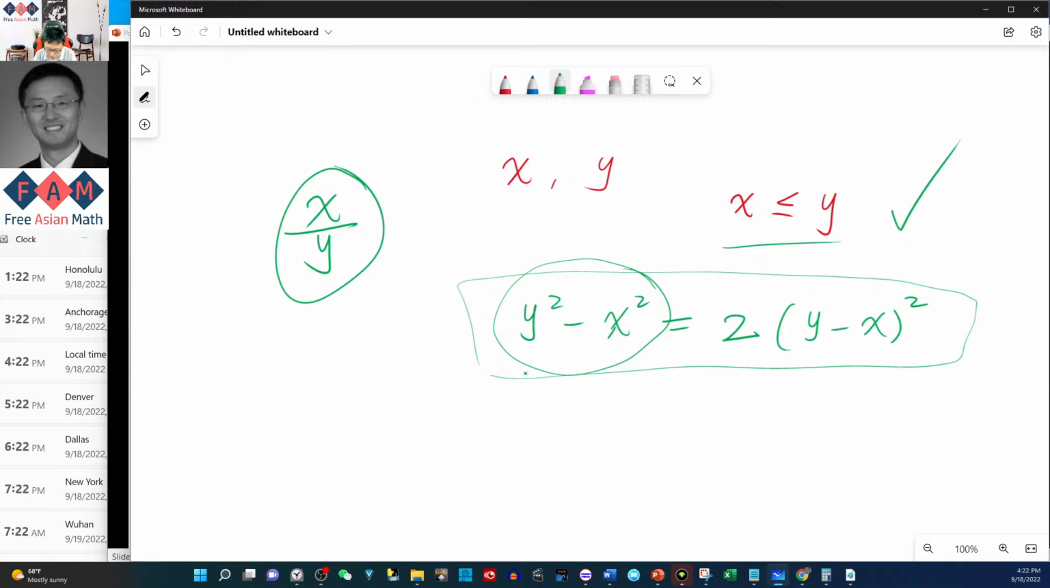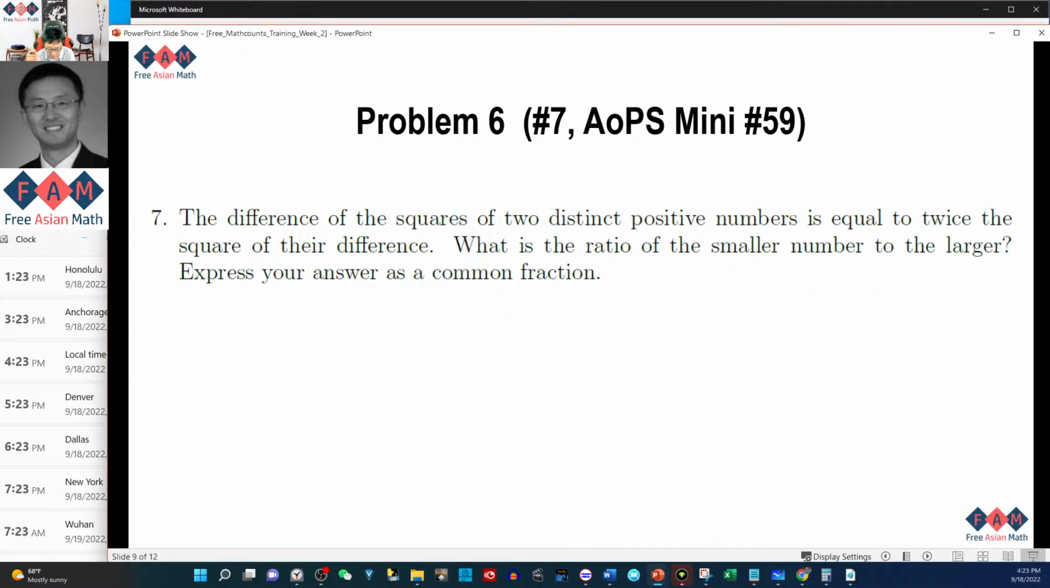First of all, we can do a quick factorization. This is (y plus x)(y minus x) equals 2(y minus x) squared. But here comes the question: can x be equal to y? At this point, we are very tempted to cancel. Okay, then read the problem carefully. There are two distinct positive numbers. They cannot be equal to each other.